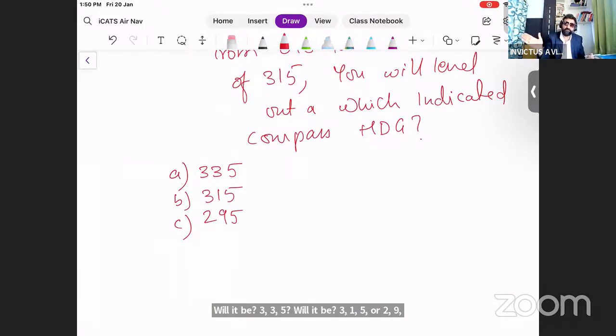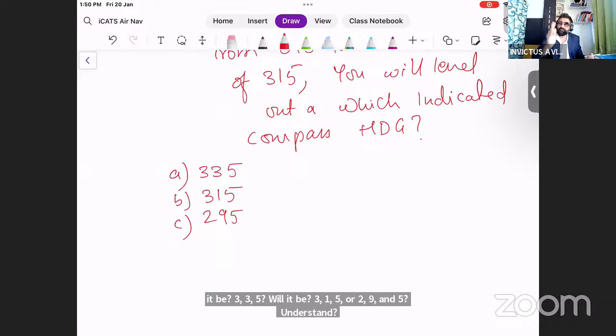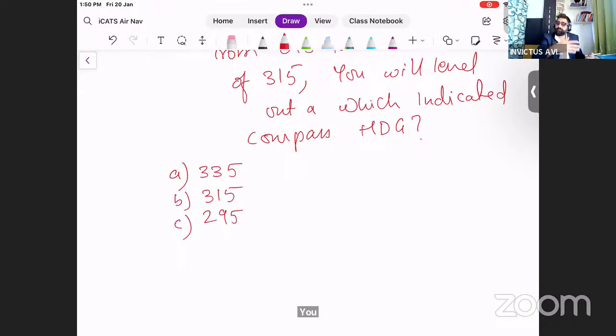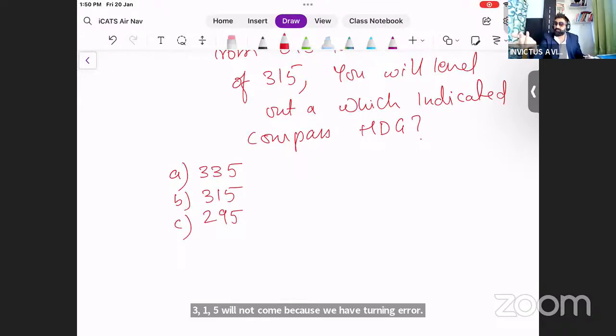Understand, you're going from 045 to 315. Which will come first? 295 is not going to come at all. 315 will not come because we have turning error. Although the question is not talking about turning error at all, we have to infer that. Early will be 335 only in this case.